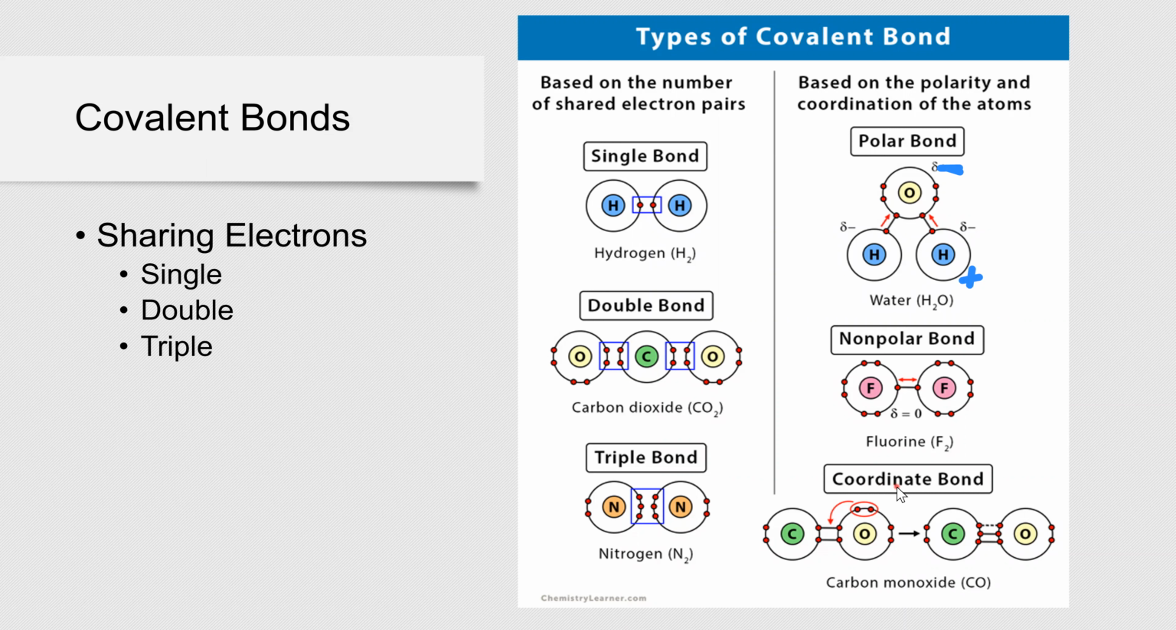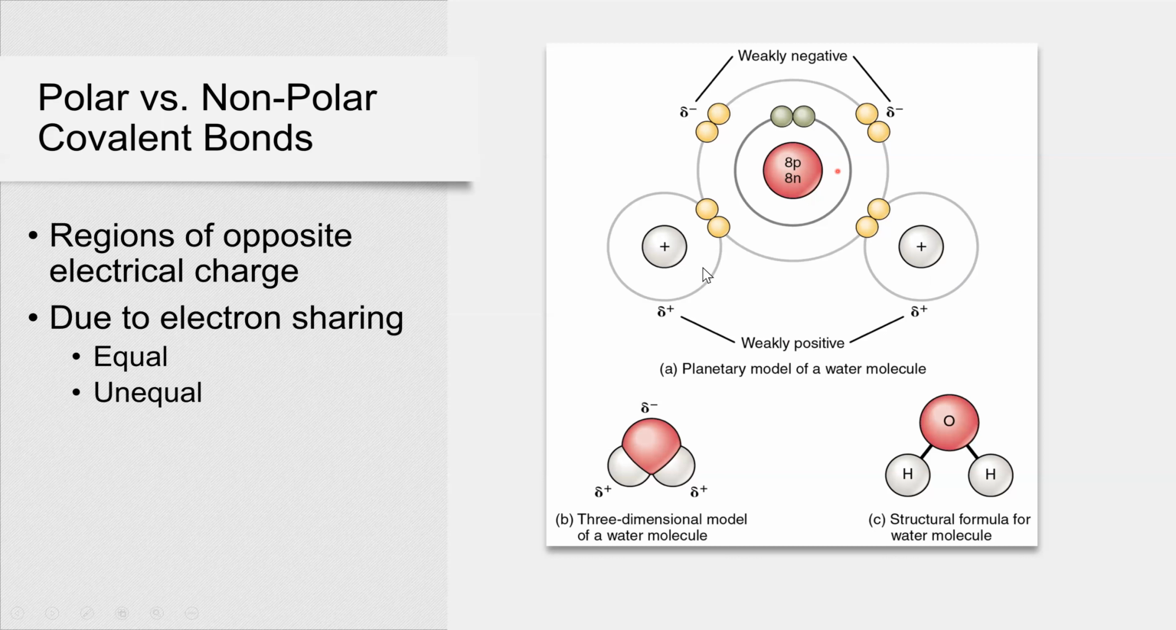Okay, we have way more electrons surrounding the oxygen nucleus compared with the electrons surrounding the hydrogen nucleus. So oxygen has a partial negative charge, and hydrogen is weakly positive, right? So this is weakly negative, this is weakly positive. And here is how we can represent it: this is a three-dimensional model, and this is a structural formula.